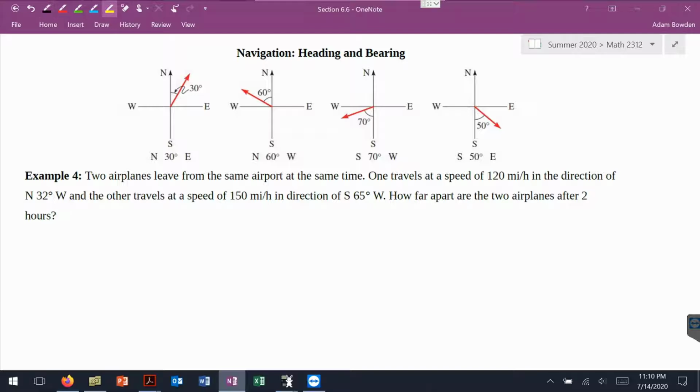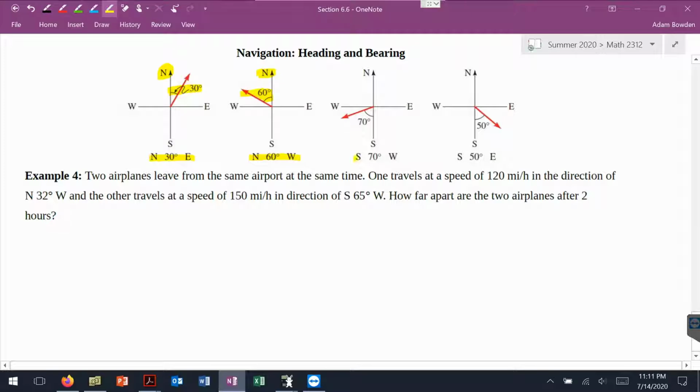For instance, north 30 degrees east means the heading is north, but it's angled toward the east by 30 degrees. Same kind of idea with north 60 degrees west. It's heading in the north direction, but it's angled over by 60 degrees toward the west.